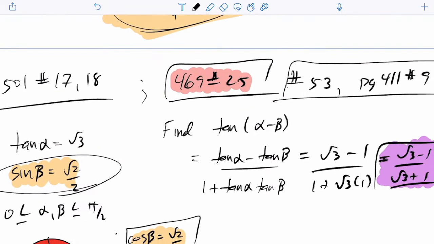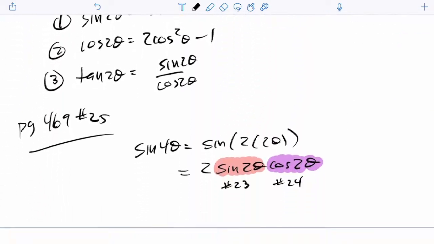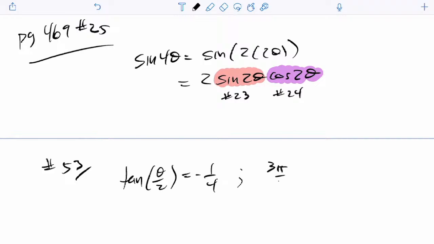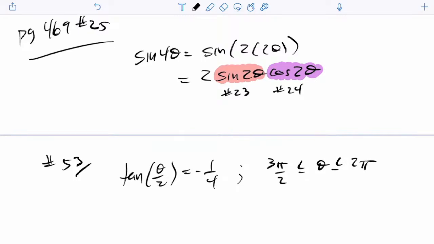And 50. 469, 53. Okay, so there's number 25.